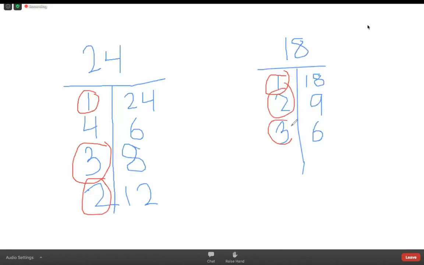4. Are you sure? Because is 4 a factor of 18? No, right? It doesn't show up in this factor list. 6. Someone said 6. Good. So these are our common factors: 1, 2, 3, and 6.